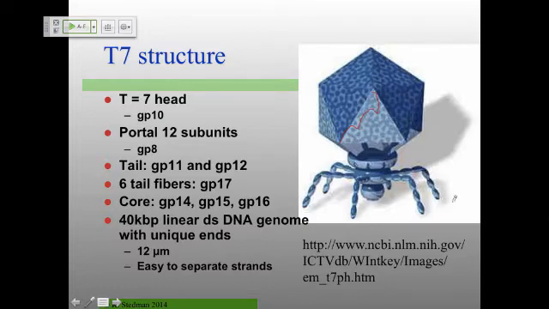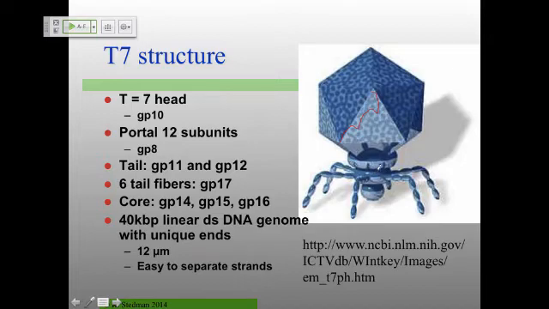Also, there's a tail structure. Each of these tails, I should say, is made up of 2 different proteins. And then we have 6 of these tail fibers, and we'll take a look at those in a little bit more detail later on. So 6 tail fibers, again, so it's a 6-fold symmetric structure at the end of what's otherwise a 5-fold symmetry axis that you have on your icosahedron.